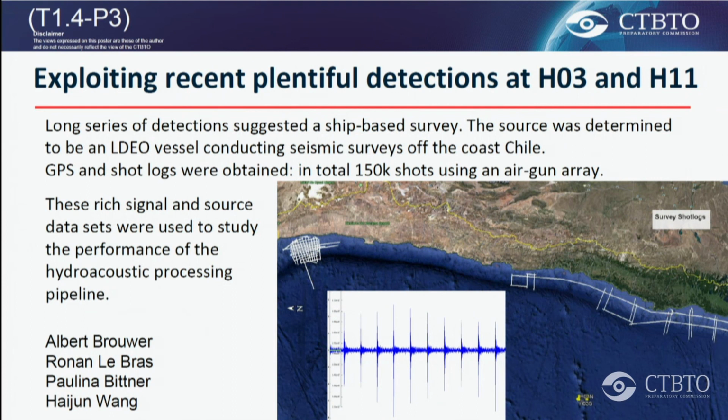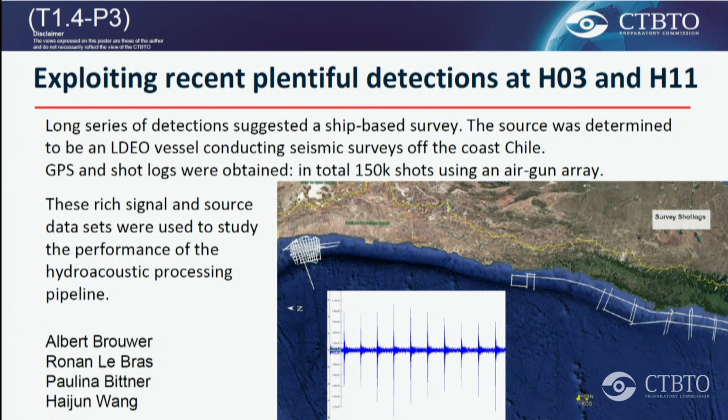Hi, I'm Albert Brower. I work for the IDC, the software application section, and we became aware that there were many detections in the database in November and also earlier, in November last year as well. We looked into that, and with some specialized detection algorithm, we could actually locate the events off the coast of Chile. And of course, then the question is, what is it? And it looked like the seismic survey conducted by a ship.